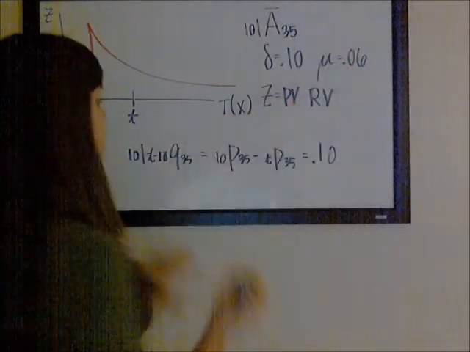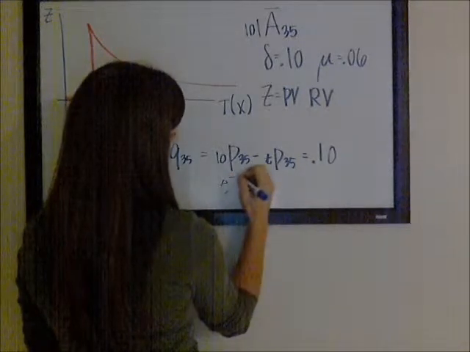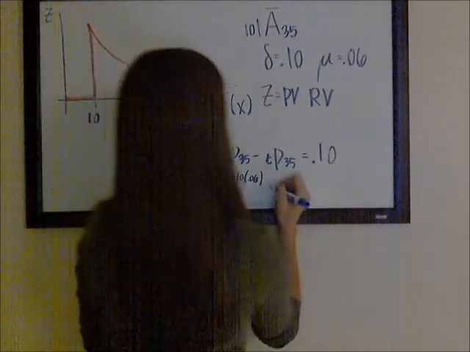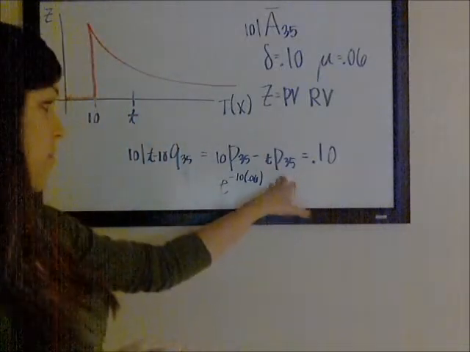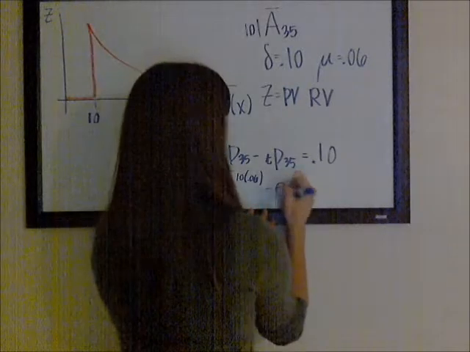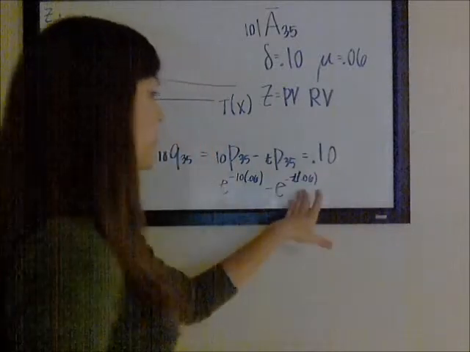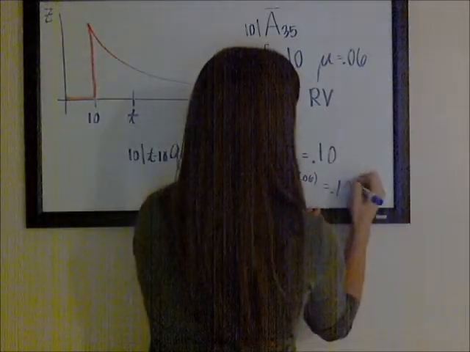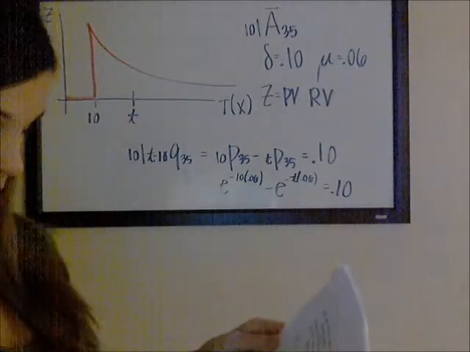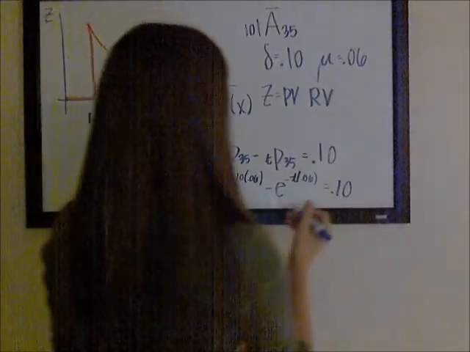So, because I have a constant force of mortality, I know that 10p35 is e to the negative 10 times 0.06. tp35, the probability that that 35-year-old lives t years, will be e to the negative t times our force of mortality, 0.06. Okay, that equals 0.1, or 10%. I can solve for t, and you should get 13.3525.